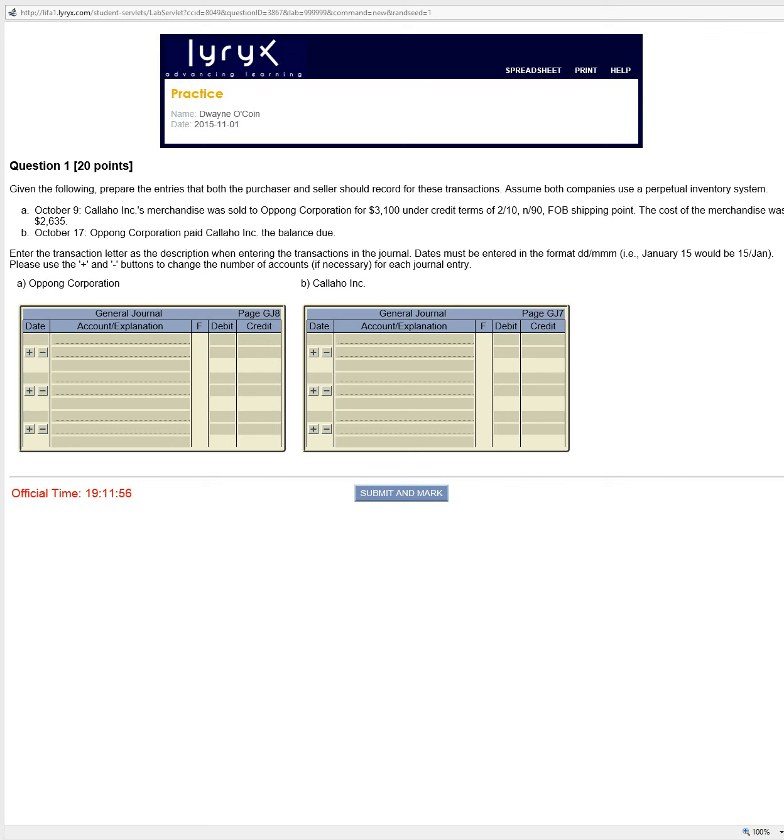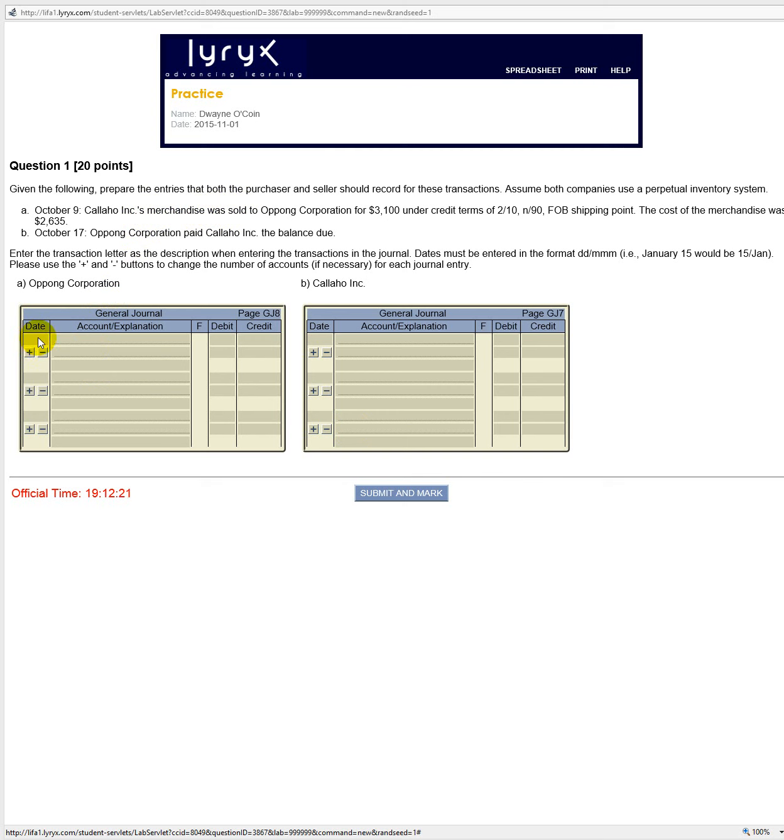Okay, welcome back. This is Lab 5.3, the second question. Here we're taking the same transactions and recording them from both the seller's and the purchaser's perspective. This question is called Merchandise Perspectives. The first transaction happens October the 9th.